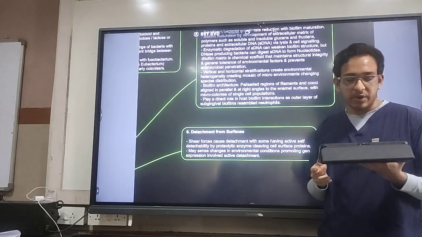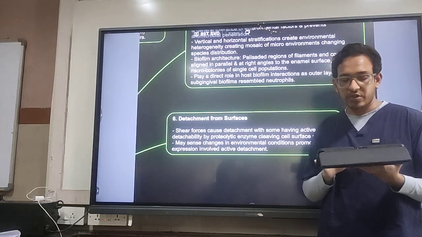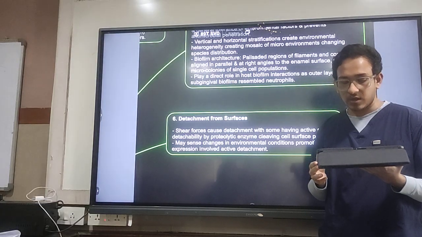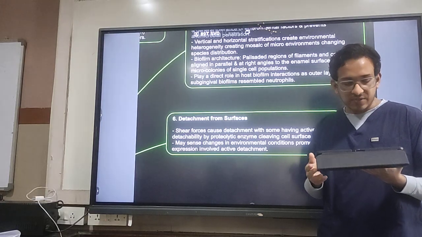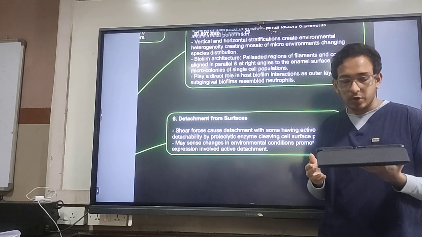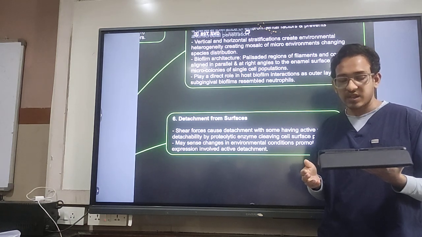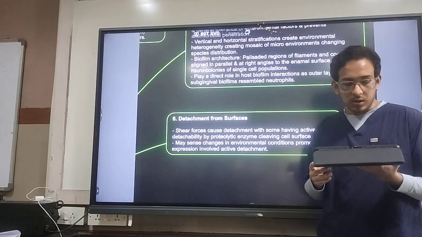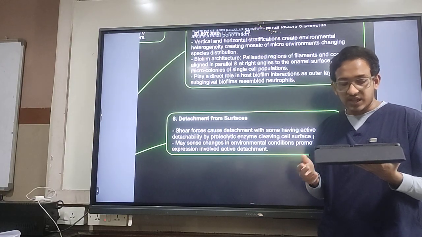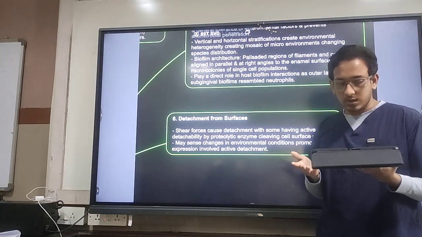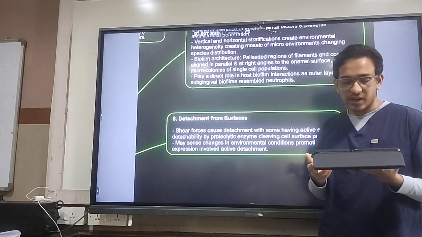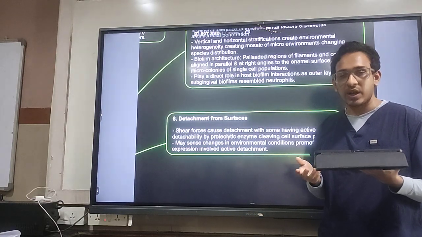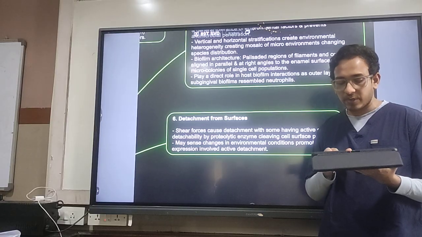Lastly, the detachment from the surface. Shear forces can cause detachment, with some having active self-detachability by proteolytic enzyme cleaving the cell surface proteins. The changes in environmental conditions are sensed by these bacteria, promoting gene expression and involving active detachment of the bacteria.